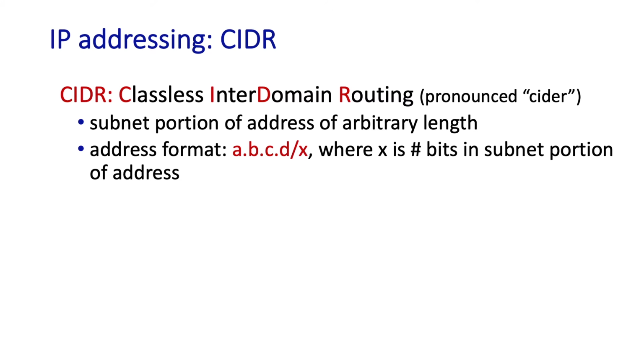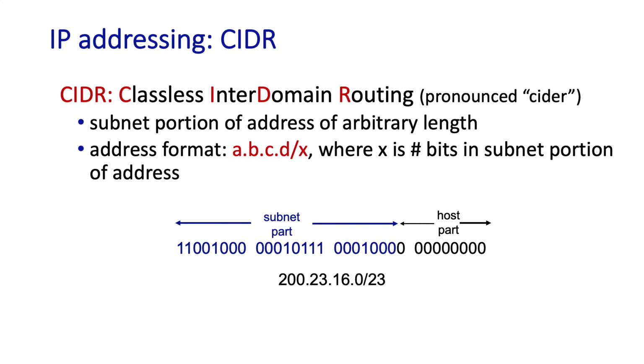The subnet portion of the address can be any number of bits X, and a CIDRized address is one of the form A.B.C.D/X, where X is the number of bits in the subnet address, and sometimes the D is omitted when it's 0. Here's an example of a 32-bit IP address and its CIDRized dotted decimal notation.